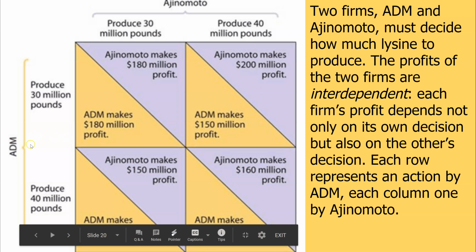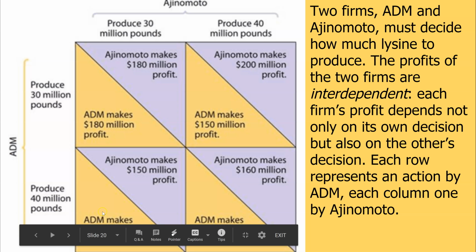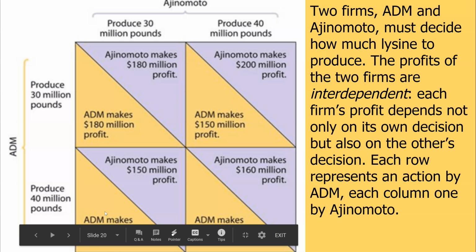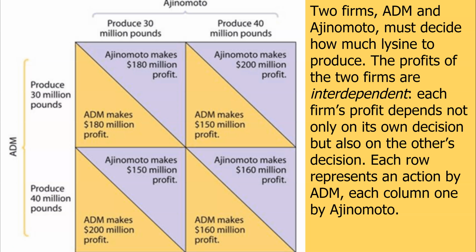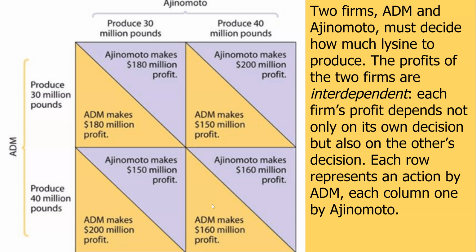Okay, now let's look at ADM. If Ajinomoto is producing 30 million pounds, is it better for ADM to produce 30 million and make 180 million, or to produce 40 million pounds and make 200 million in terms of what we see down here? And the answer is it's better for them to make 200 million. Now, if we look over at Ajinomoto producing 40 million pounds, is it better for ADM to produce 30 million pounds and make 150 million that we see here in this column? Is it better for them to make 150 million, or is it better for them to produce 40 million pounds and make 160 million, which is what we see down here? And the answer is it's better for them to, again, produce 40 million pounds.